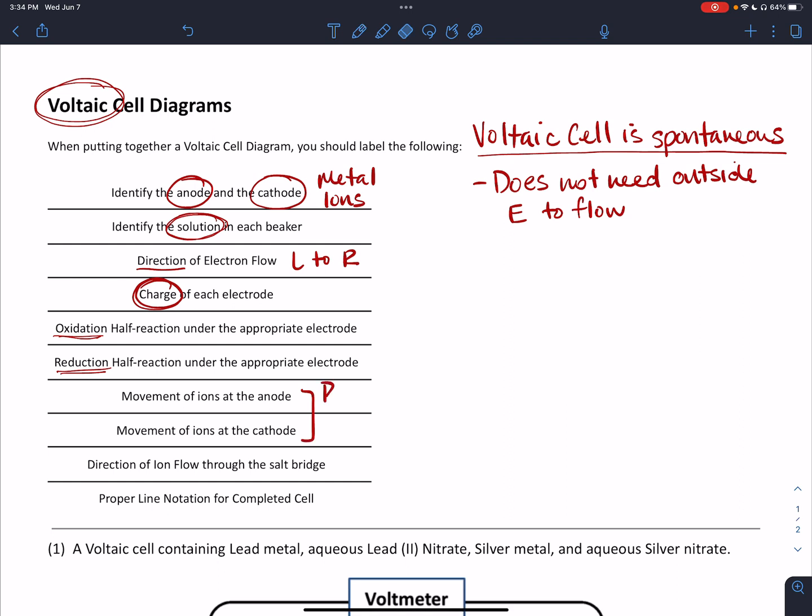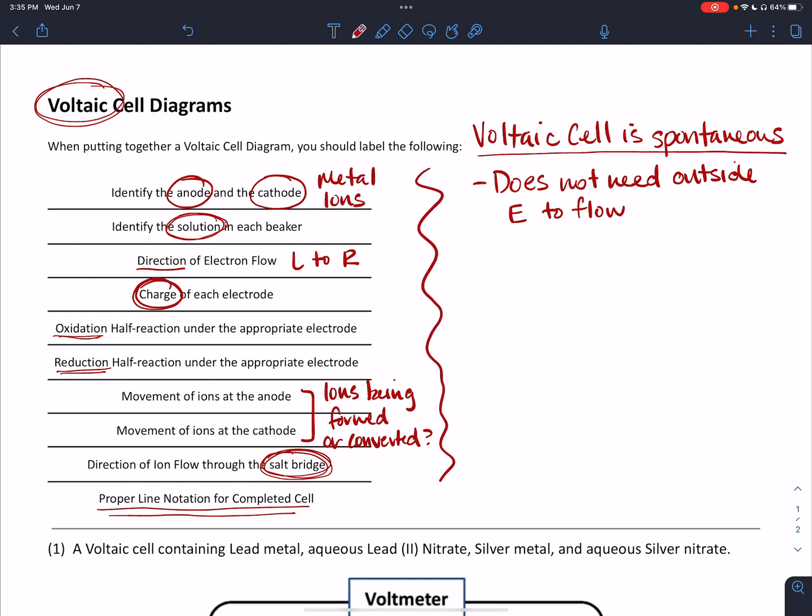What we mean there are ions being formed or converted. That's really what we're talking about there. We'll look at that. And then the direction of ion flow through the salt bridge, and we'll talk about what the salt bridge's role is in the cell. And then finally, you should end it by writing the line notation. This is a shorthand notation to just give you an idea of what's going on within a particular cell.